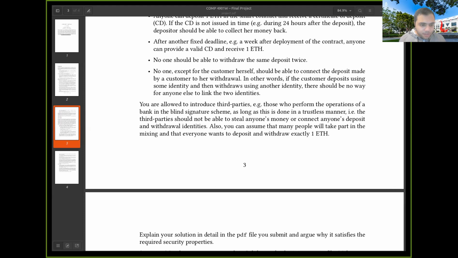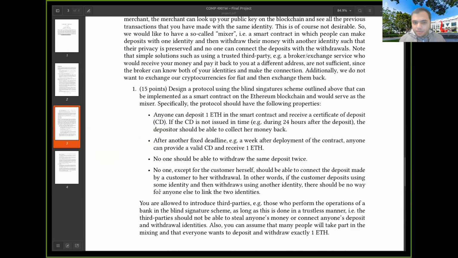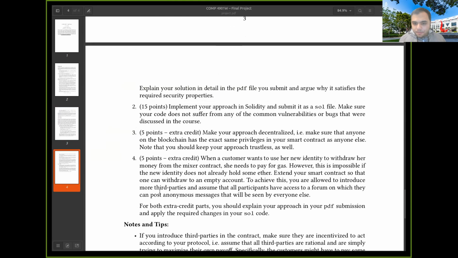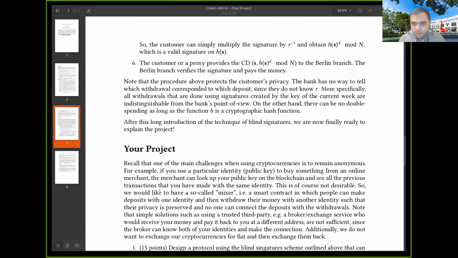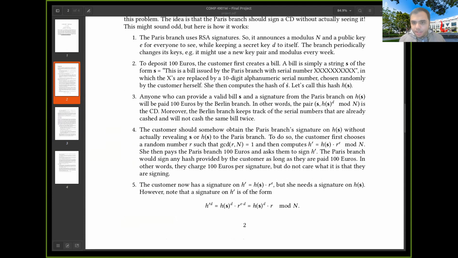So another question is, what is the use of the hash function? Okay. So we're using the hash function here. Well, there are several reasons for this.